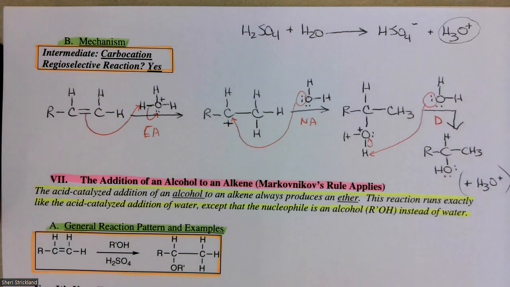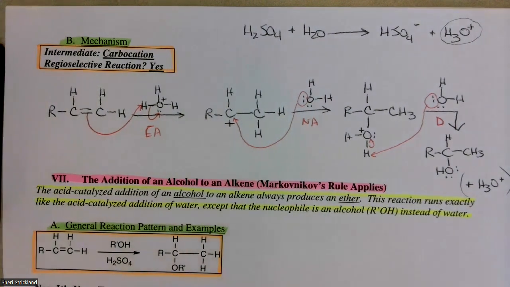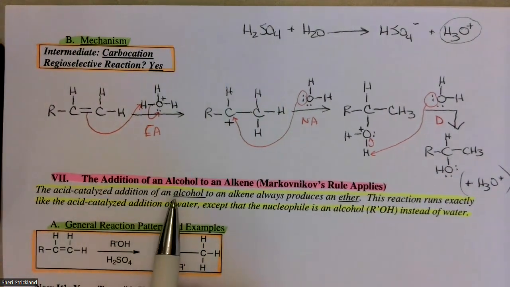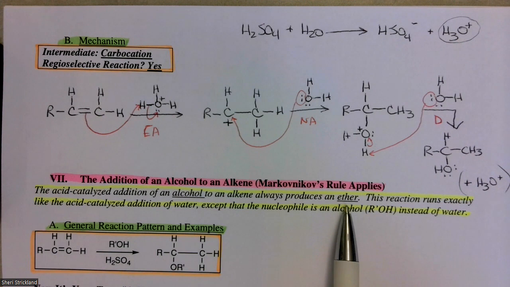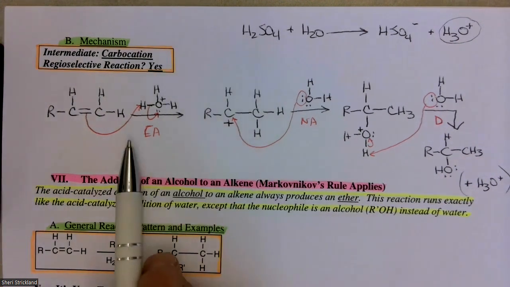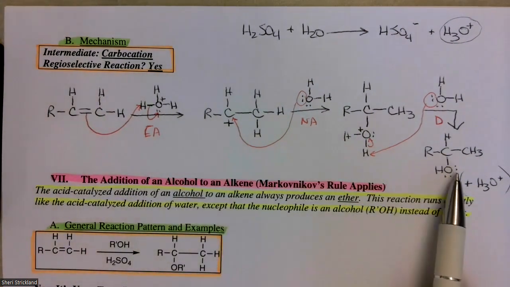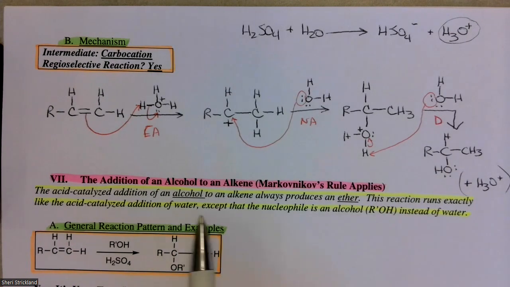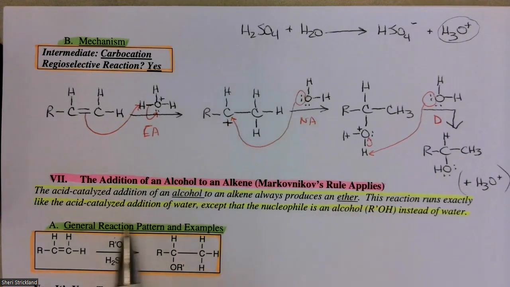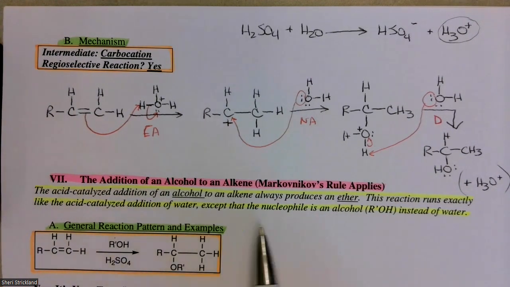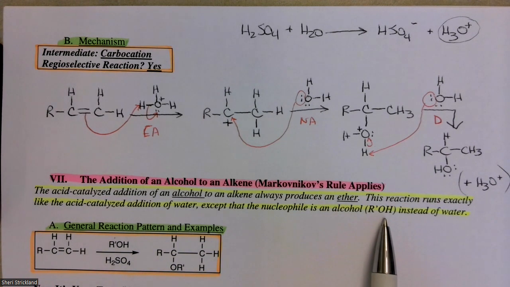All right, so we're going to take a very short step from the addition of water to an alkene to the addition of an alcohol to an alkene. So in the acid catalyzed addition of an alcohol to an alkene, the final product is going to be an ether. When you add water, the final product is an alcohol. Okay, you can see it right there. And what kind of an ether it is depends on the kind of alcohol that you use. The reaction runs exactly like the acid catalyzed addition of water, except the nucleophile is an alcohol instead of water.